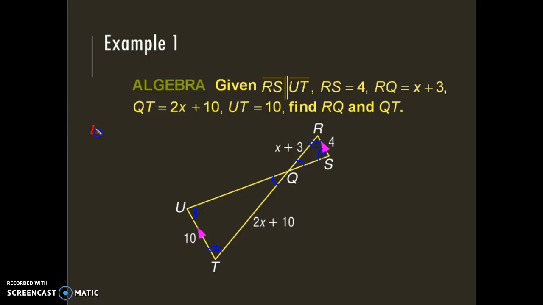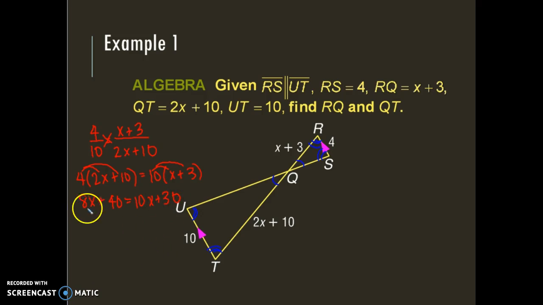So in this case, we have 4 over 10 equals, and then the same relationship would be x plus 3 over 2x plus 10. Anytime you want to solve a proportion, we can cross multiply. So we have 4 times 2x plus 10 equals 10 times x plus 3. Distribute, and we get 8x plus 40. Distribute, and we get 10x plus 30.